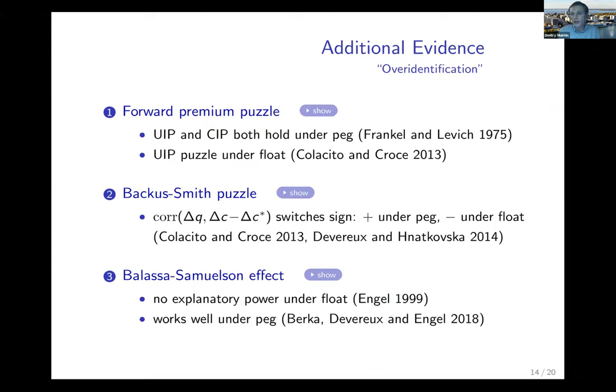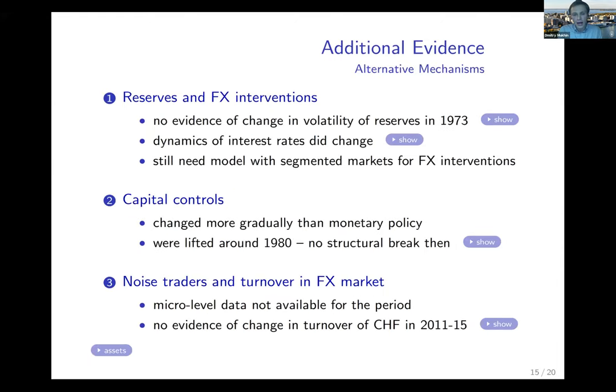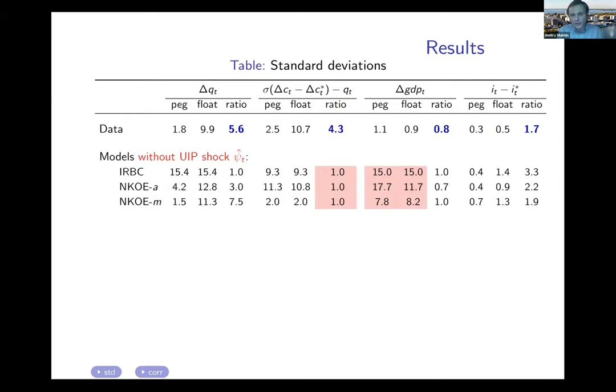So let me just mention quickly that, in addition to explaining the Mussa effects, the model is also consistent with other moments. It can explain the changes in the forward premium puzzle across two regimes, the differences in the Backus-Smith puzzle and Balassa-Samuelson effect across PEG and the float. And we also look at alternative mechanisms. We show that there is little empirical evidence for alternative mechanisms, such as implementing PEG using foreign exchange interventions and capital controls. Okay, so I guess I don't have time to show the quantitative results.